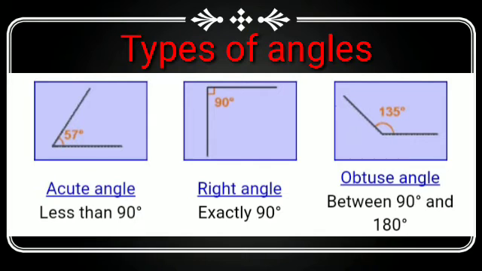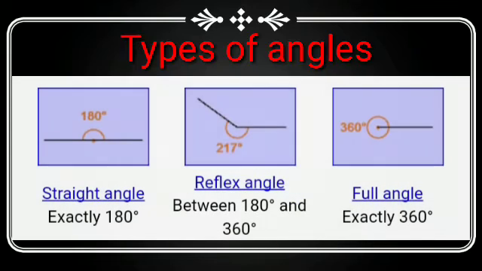Now here the types of angles are given. Acute angle, that is less than 90, a right angle, that is exactly 90, obtuse angle between 90 and 180, straight angle exactly 180 degrees, a reflex angle between 180 and 360 degrees, and full angle, that is exactly 360 degrees.